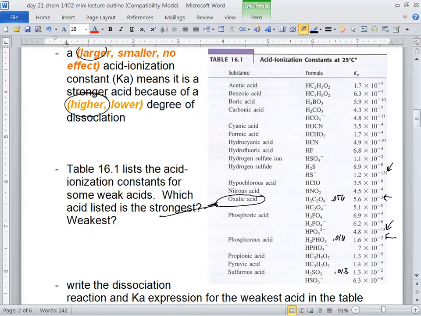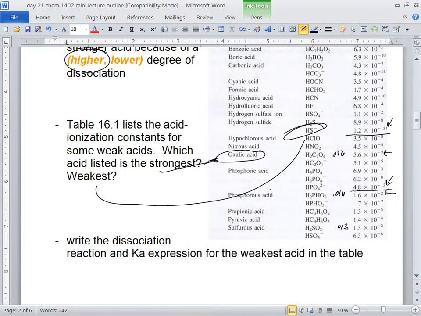It's 4.8. So which one's smaller, 1.2 times 10 to the negative 13 or 4.8? Now they're both 10 to the negative 13, so don't even look at that part. So which is smaller, 1.2 or 4.8? 1.2. Kenneth, you catch that? They're both 10 to the negative 13, so we don't look at it. Just compare 4.8 and 1.2. Make your life a lot easier. So the weakest would be HS minus.